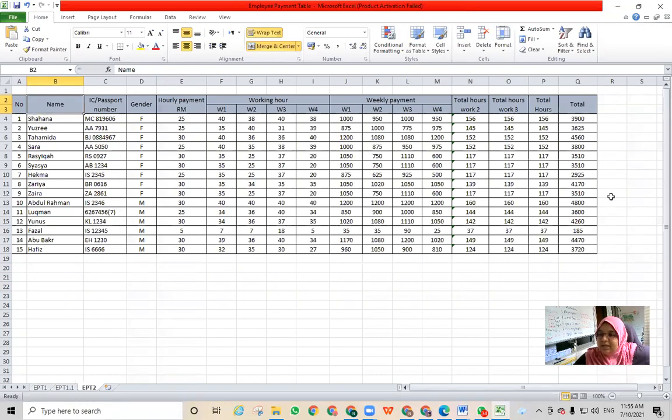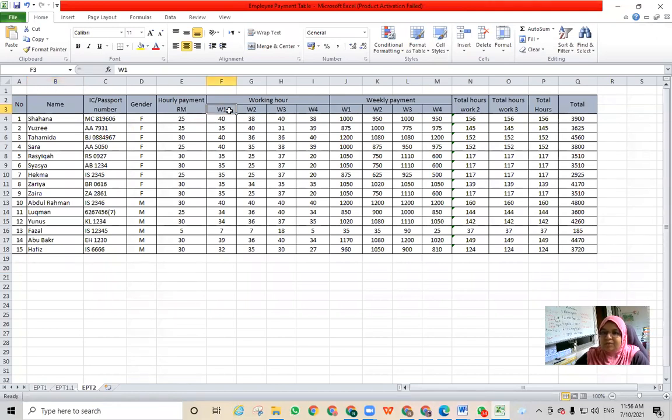By today, all of you should be done with this and send it to me. Next week, we will start with different exercises in a different way, but still on the same thing about arranging data and playing with formula. What we did last class was count the employee payment table.